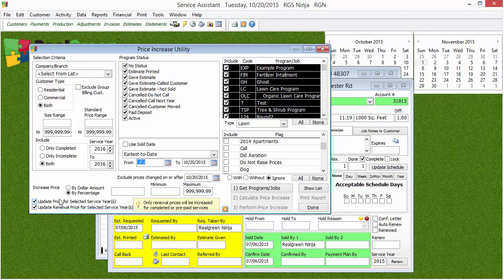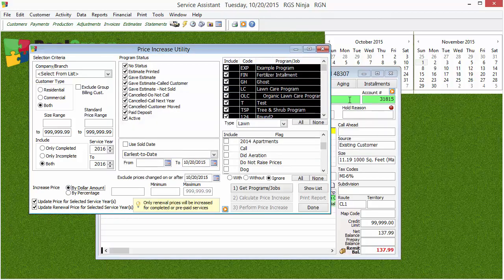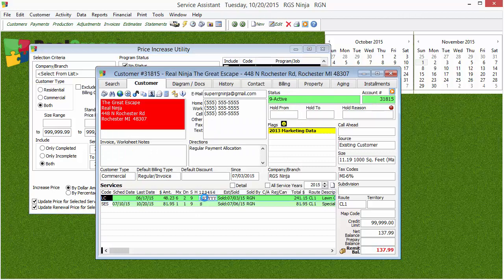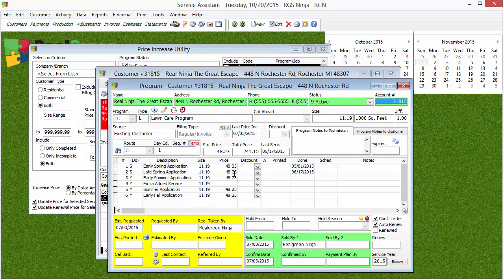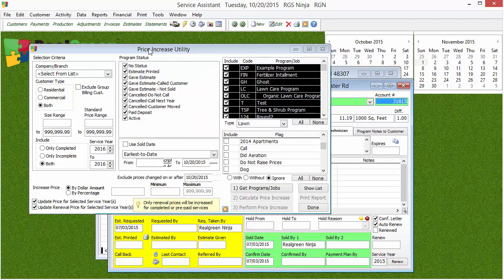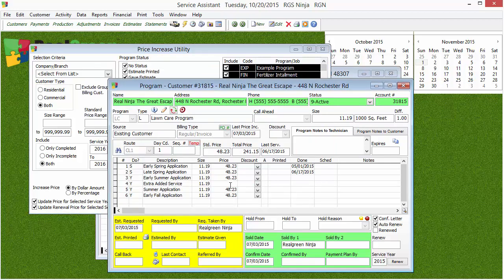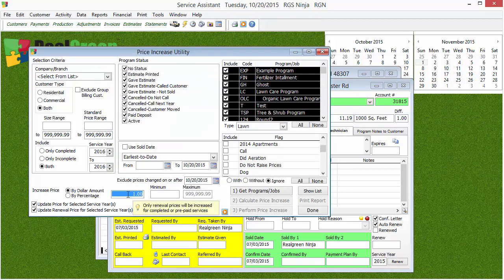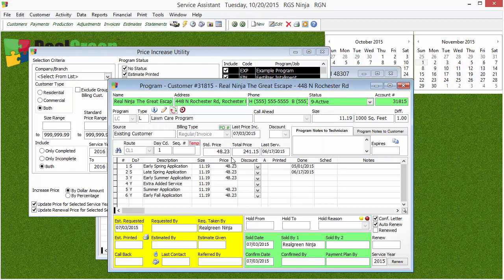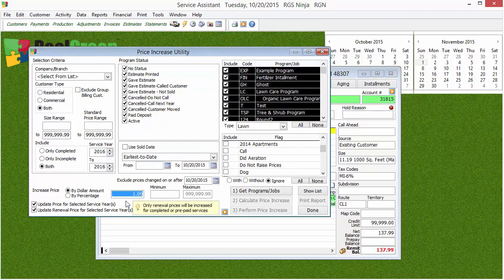All right, down here, how are we going to increase? Do we want to do it by dollar amount? Or do we want to do it by percentage? Again, with the dollar amount, that means each service that's part of that program or each service line that's on there is going to go up by that dollar amount. So let's say I want to increase this whole program as a whole by $5. I wouldn't put $5 in here. I'd put $1 because, again, each service is going to go up by $1. If I were to put $5 in there, each service is going to go up by $5, and the entire program is going to go up by $25. So, again, keep that in mind.